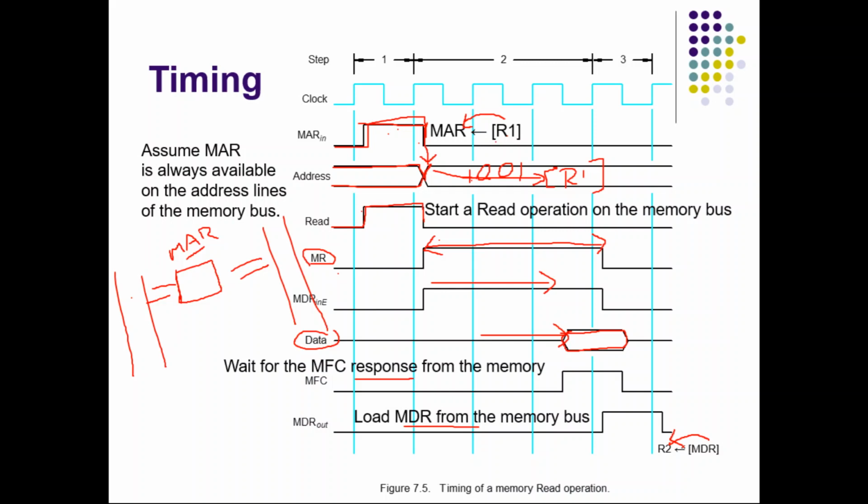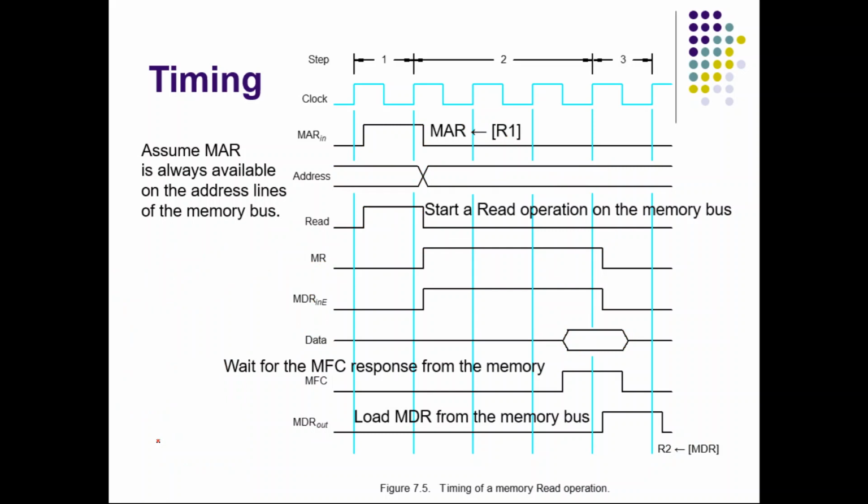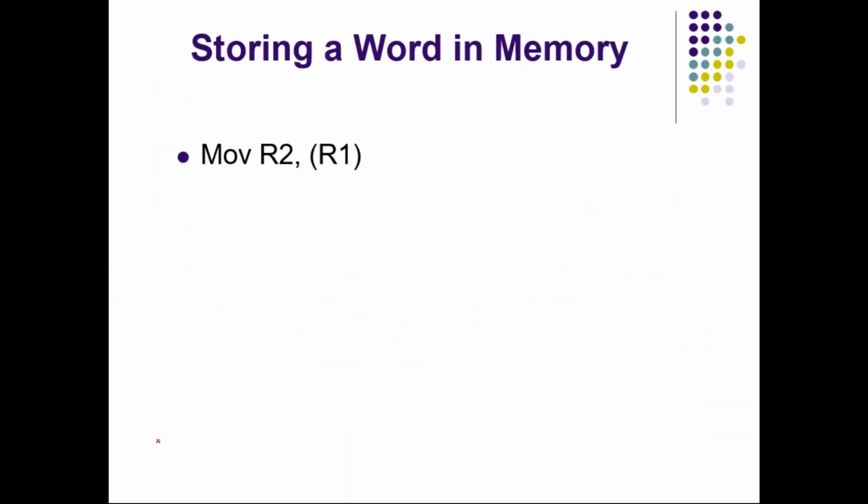So this is how things work. Here MDR in is activated, but only when MFC is given will the data be available in MDR. Once MFC is done, we give MDR out so that the data from MDR will be moved to R2. So this is the timing diagram of that particular instruction, for reading content from a memory location. Fine. Then let us see the fourth case, which is storing a word into memory.